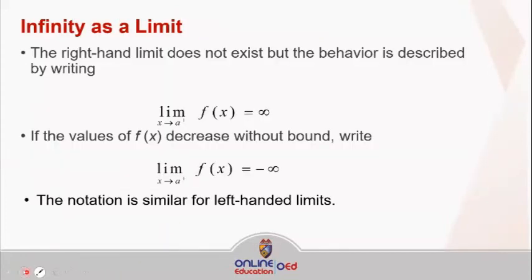For the infinity as a limit naman, so yun nga, yung halos same lang din dun sa discussion natin. We have yung right-hand side and meron tayong left-hand side. But for the infinity, the right-hand limit does not exist, but the behavior is described by writing ito. So we have the limit function of x where x is approaching a positive is infinite, and then if the values of f of x decrease without bound, then we are going to write limit function of x approaching a positive, which is negative infinity. So that is the notation for the left-handed limits.